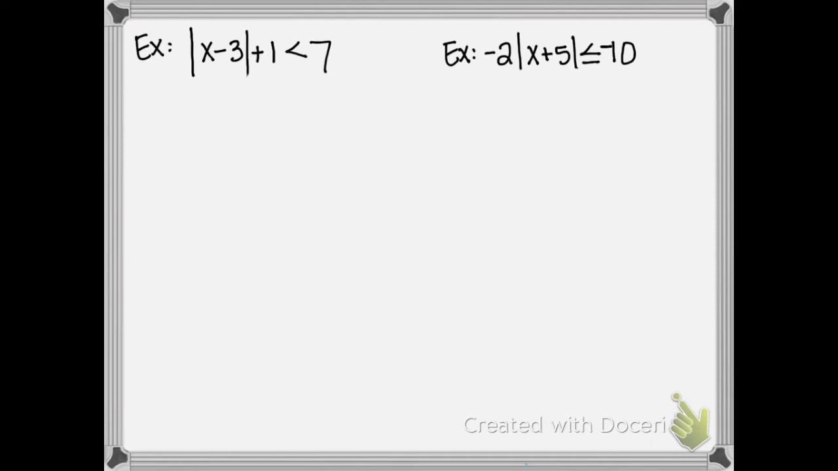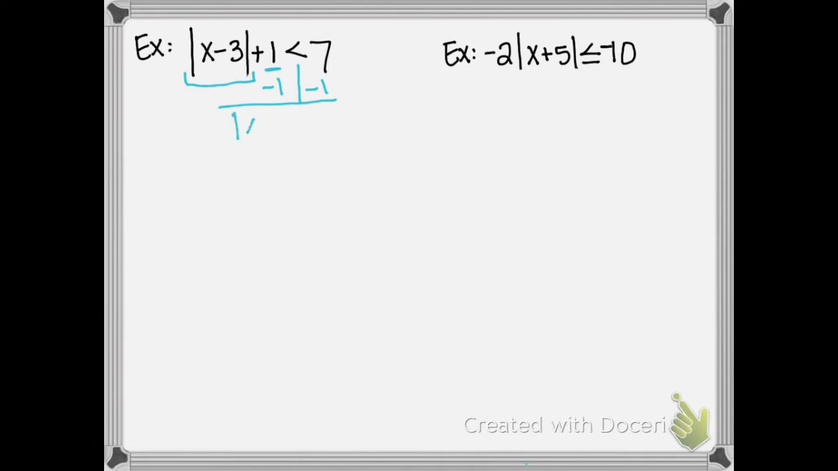Okay, we're going to solve absolute value inequalities. The first task is to get the absolute value by itself. You can see that there's a +1 here on the left, so that is the first thing we're going to cancel. To cancel a +1, we're going to subtract 1 from both sides of the inequality.